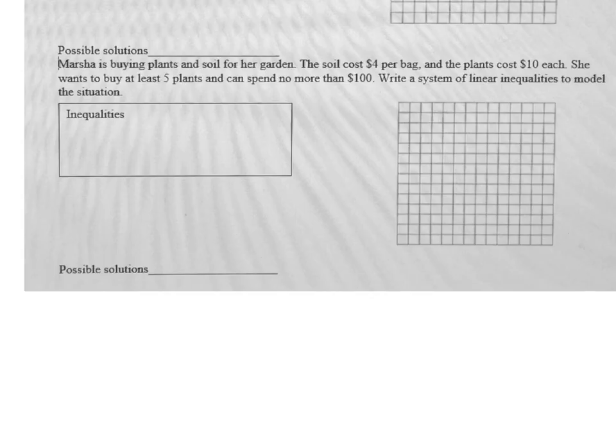All right, so moving on to our second word problem. Make sure you have this written down. We have Marcia who's buying plants and soil for her garden. The soil costs $4 per bag and the plants cost $10 each. Okay, so if we say x is the soil bags and y is the number of plants, then we can create our inequalities for that. Let's keep going, keep reading.